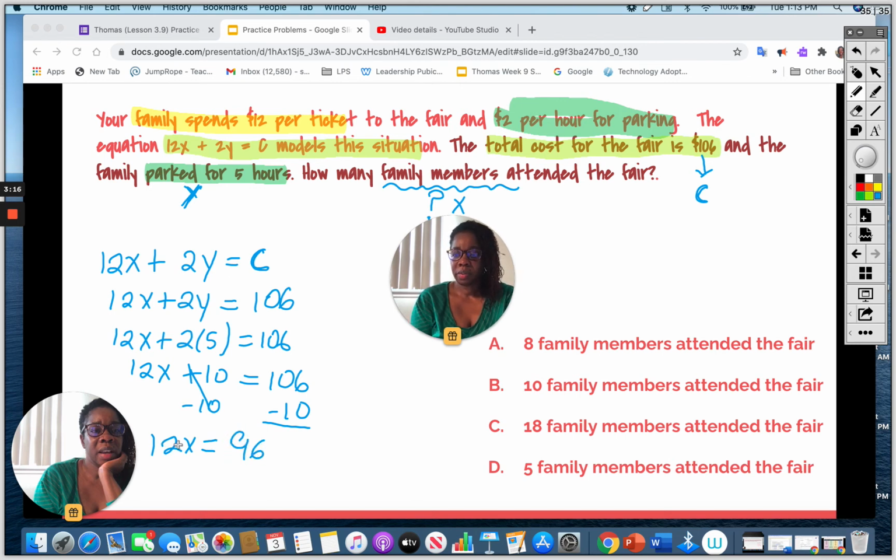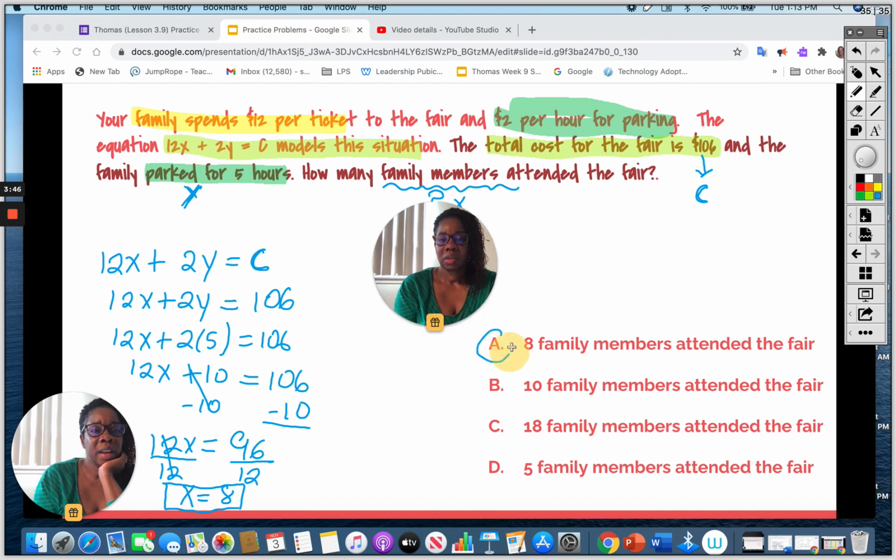In order to remove that 12x, which means 12 times x, in order to undo that multiplication, we divide by 12 on both sides, which leaves us with x by itself, and we're seeing that 96 divided by 12 is 8. That means x is equal to 8, which means there were 8 family members attending the fair. So the answer choice here would be 8 family members attended the fair.